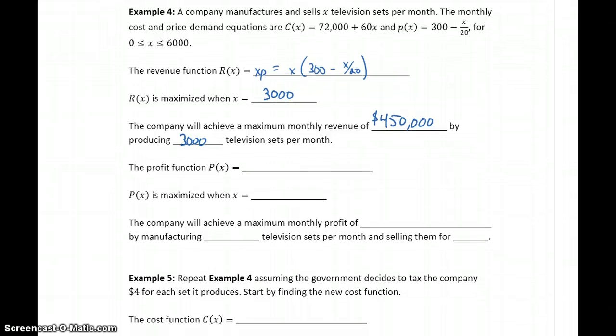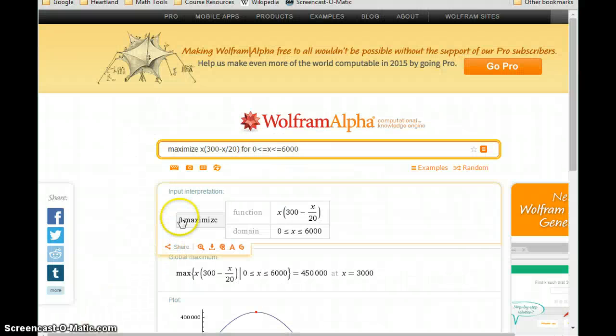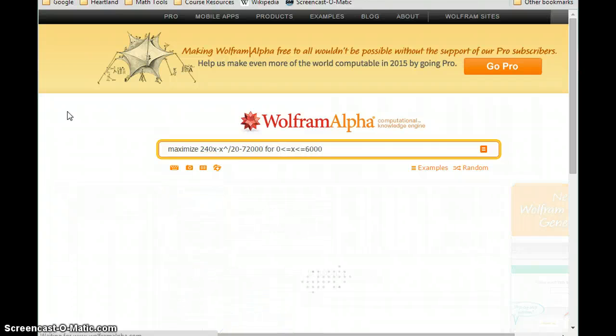Next, we're asked to generate the profit function, which we'd again get by taking revenue minus cost. So we would get a profit function of 240x minus x squared over 20 minus 72,000. And then we want to look, where is our profit function maximized? So we would want to maximize 240x minus x squared over 20 minus 72,000 on that same domain.